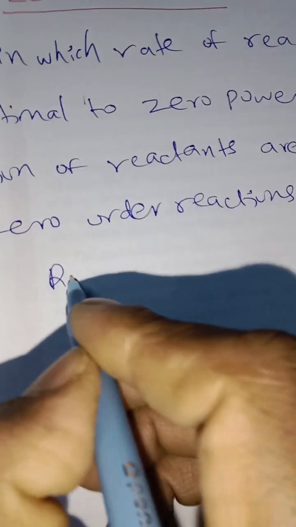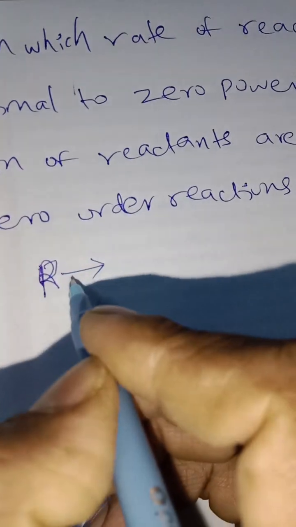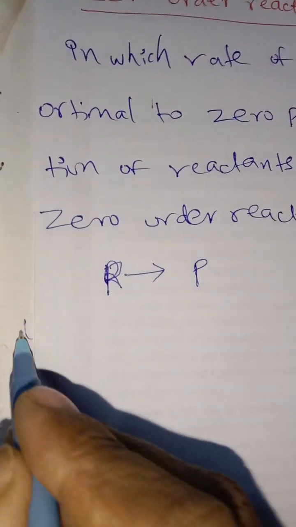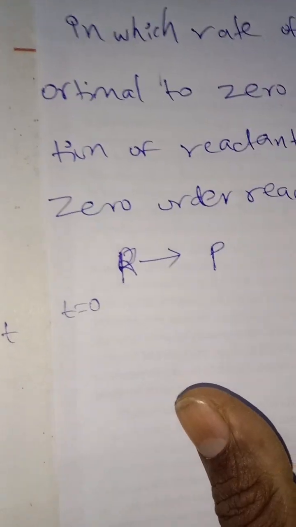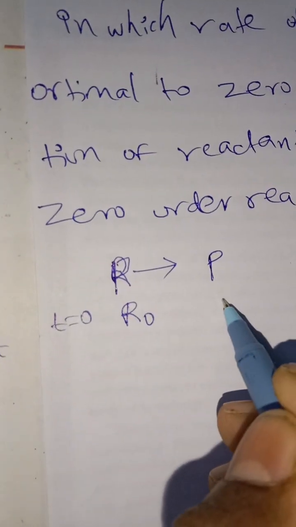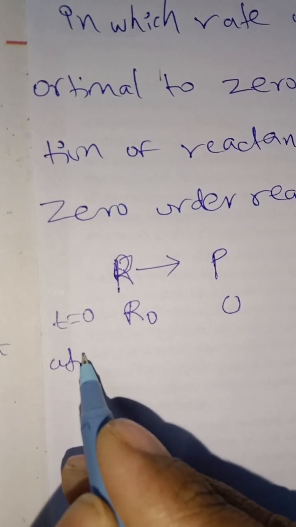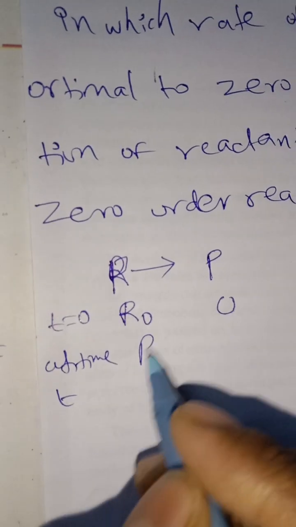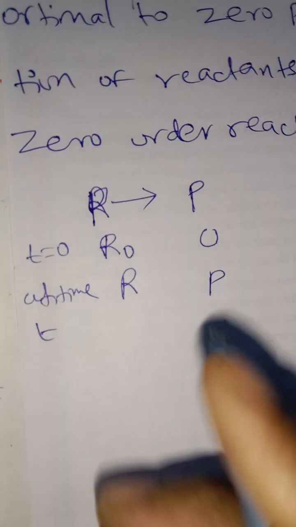Here reactants are converted into the products. At time t equal to zero, the concentration of the reactant is called R naught and the product is zero. At time t, the concentration of the reactant is taken as R. The concentration of the product is taken as x.